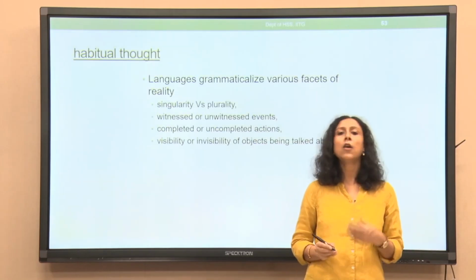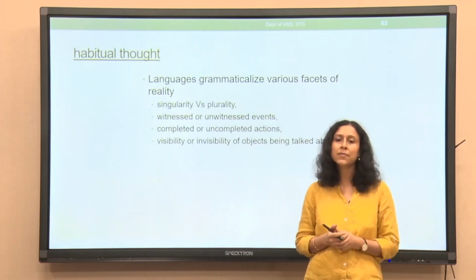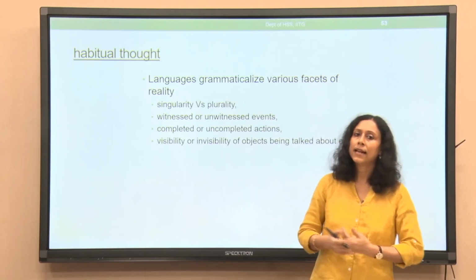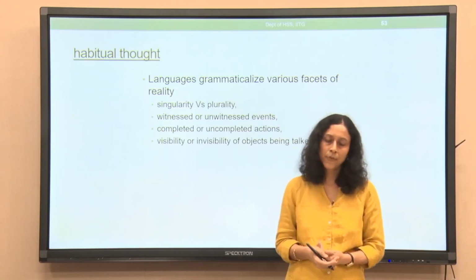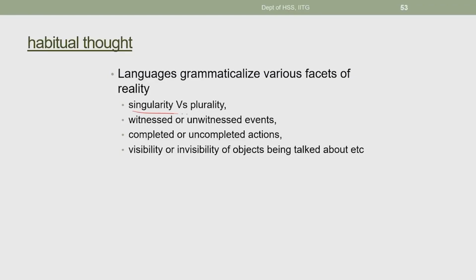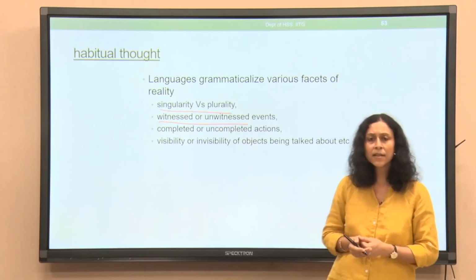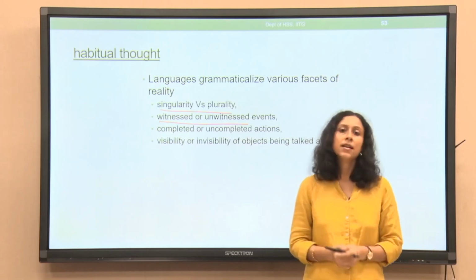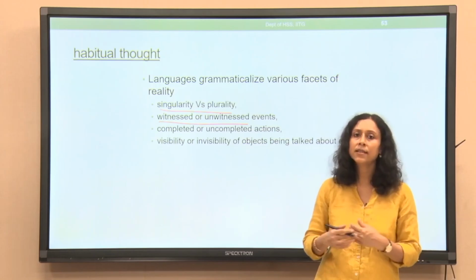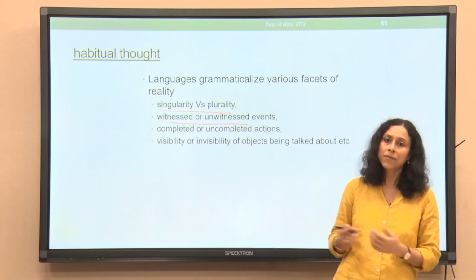Now, depending on how a language codifies a particular concept, it makes us look at that particular thing in a particular way. For example, some languages have a singularity versus plurality difference, as we have just seen in the case of noun class versus classifier languages. Some languages make a distinction between witnessed and unwitnessed events. Let us say I say that there was a snake on the main road today. In some languages you need to grammatically specify whether I have personally seen the snake on the road or I have heard it from somebody else.